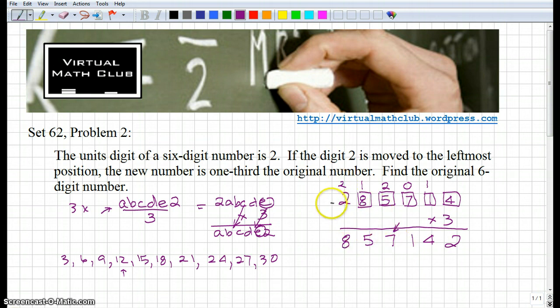So these two numbers are just the same, except the 2 is moved from one end to the other. Otherwise we have this 8, 5, 7, 1, 4. So the new number is 1/3 of the original number, so the original number has to be this number that we came up with here, 857,142.